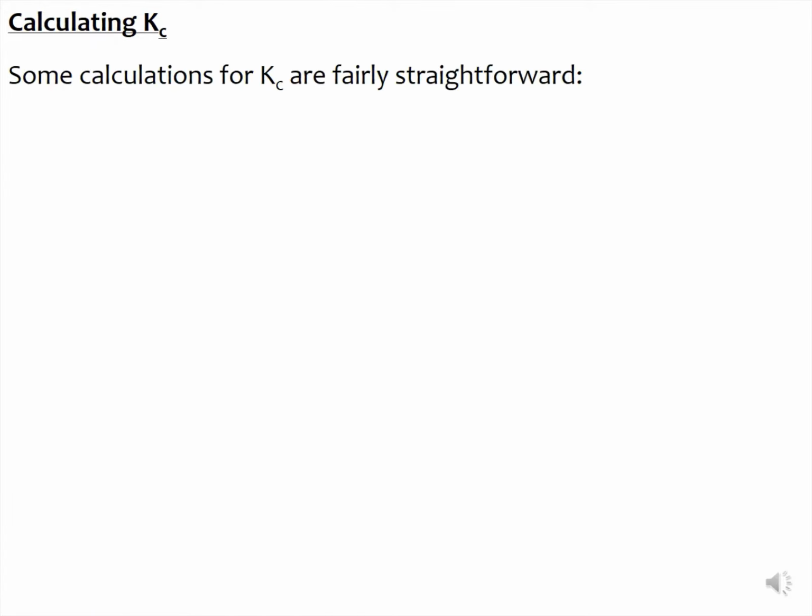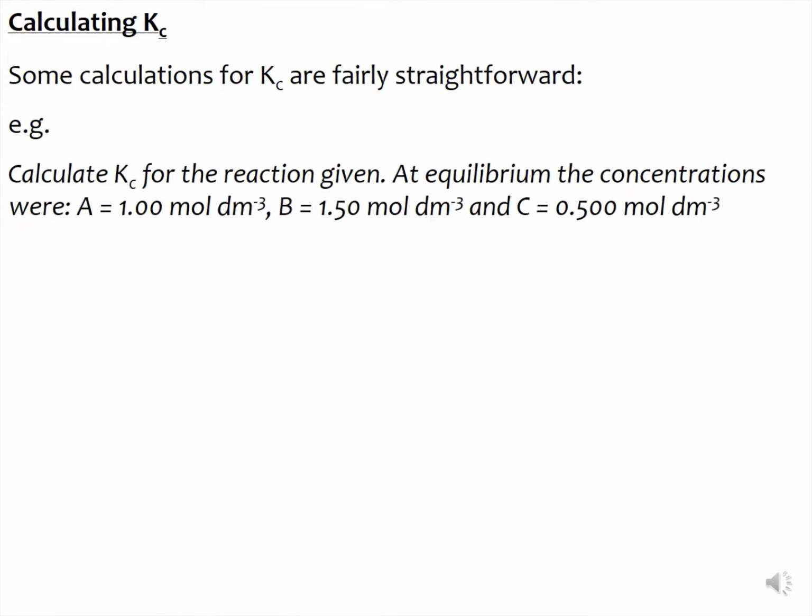Some calculations for Kc are fairly straightforward. For example, calculate Kc for the reaction given. At equilibrium, the concentrations were A equals 1.00 moles per decimeter cubed, B equals 1.50 moles per decimeter cubed, and C equals 0.500 moles per decimeter cubed. And the reaction is A plus 2B in equilibrium with C.